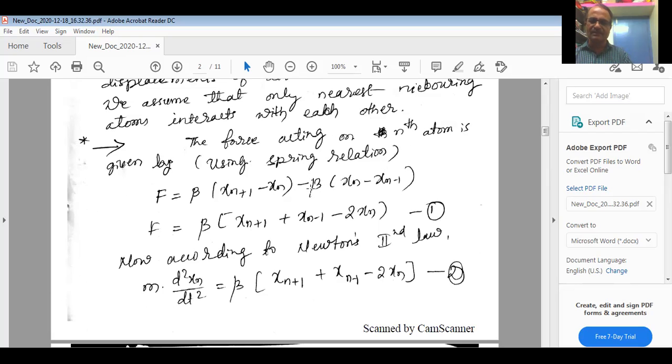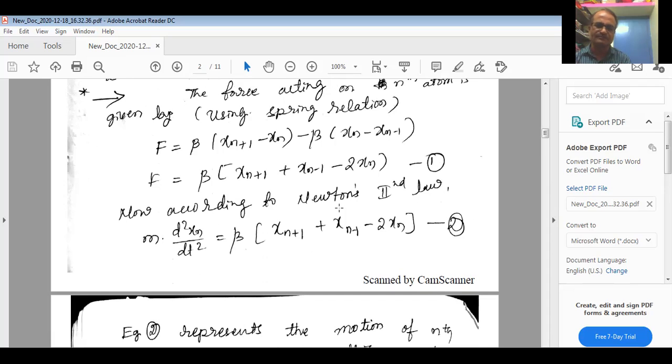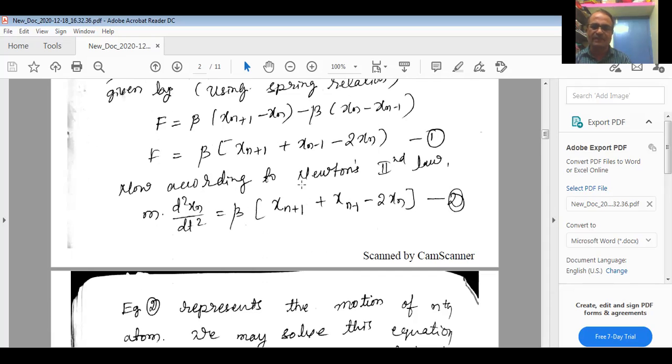That is why there is a minus sign here. These are the two opposite forces, which are parallel and opposite forces. So negative sign. The resultant will be the negative. We have to subtract those two forces to get the resultant. So in this way it is written, and you simplify this bracket, you will get this one. It becomes x_{n+1} plus x_{n-1} minus 2x_n, like this. F is equal to, and now according to Newton's second law, you replace this F with m into d square x_n divided by dt square.